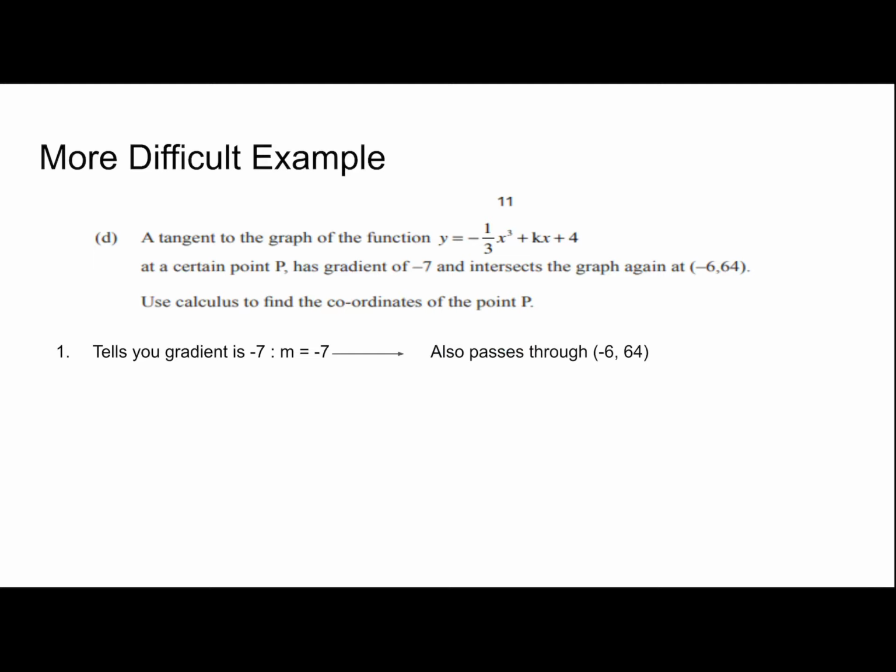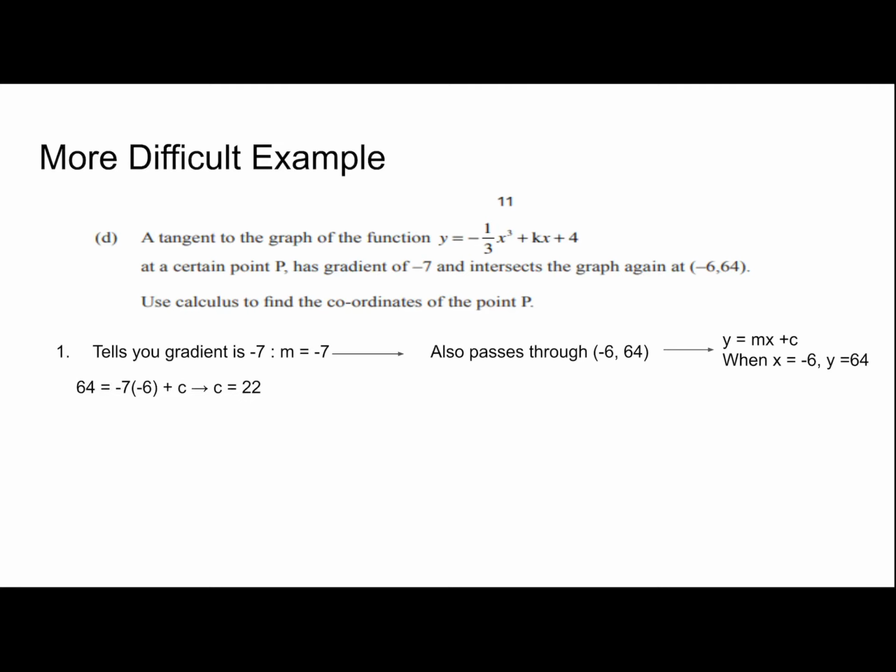Using this information, we know the gradient is -7, and we also know that the tangent line passes through the point (-6, 64). Now that we know our x and y values, we can find the c value of our tangent line. We see here that y equals mx plus c, and when x equals -6, y equals 64. We also know that the gradient is -7. So using this information, we can find our c value.